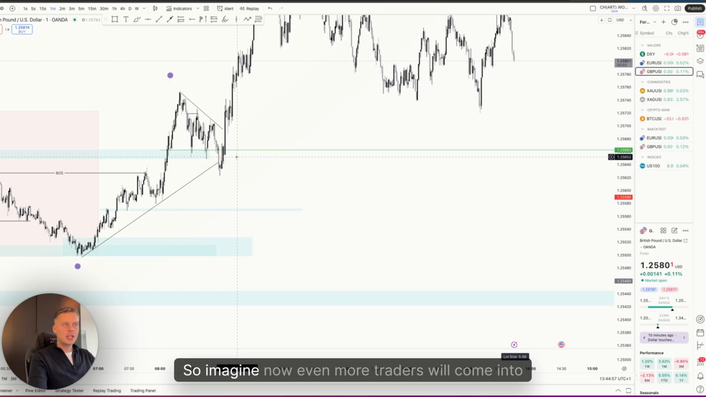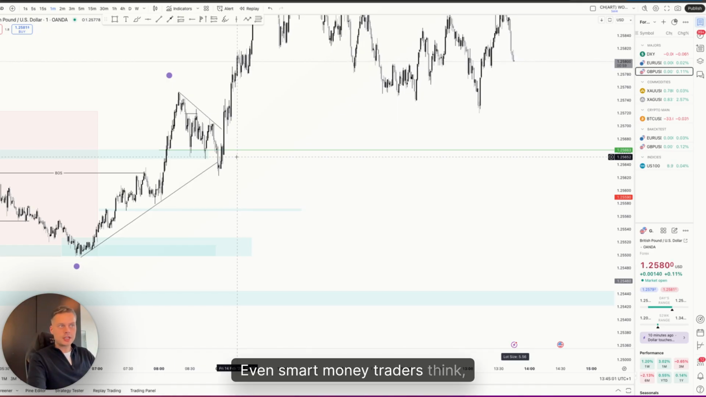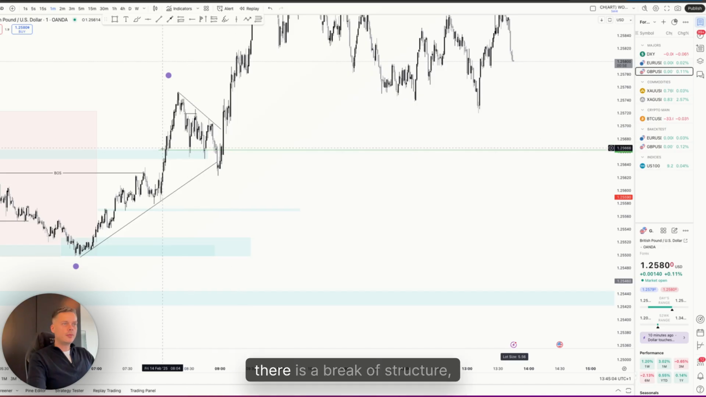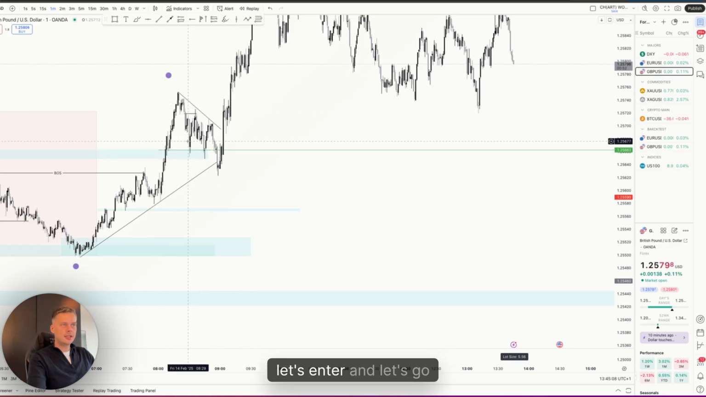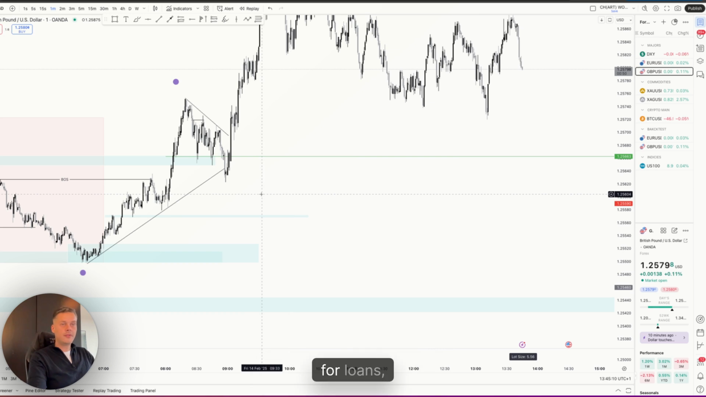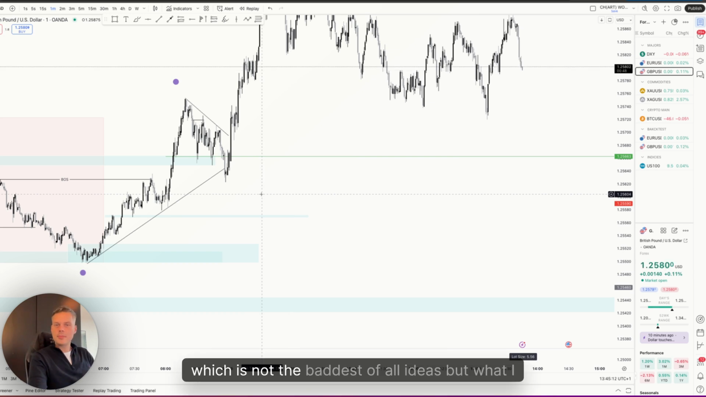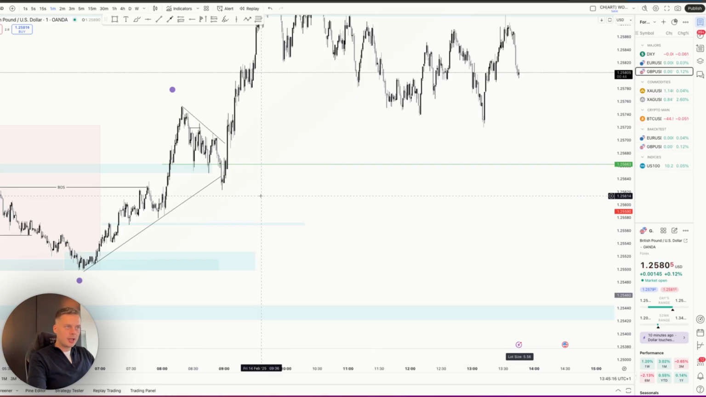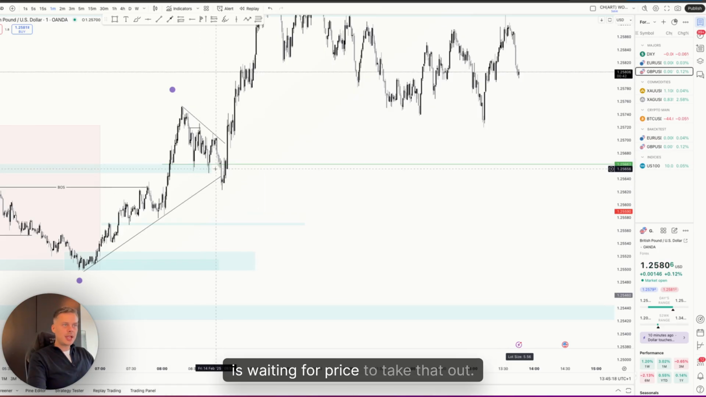So imagine now even more traders will come into the market. Even smart money traders think, hey, wait, there is a break of structure. We are in the bullish range. Let's enter and let's go for longs, which is not the worst of all ideas. But what I shouldn't have done is wait for price to take that out.